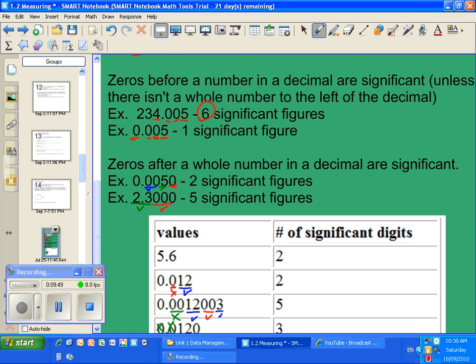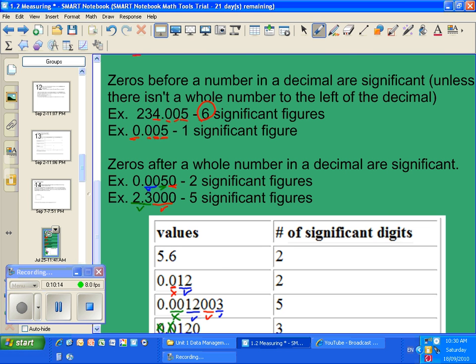Next rule, zeros after a whole number and a decimal are significant. This means that we're bringing the answer out to more decimal places, which is always a good thing, and it proves, if we're being scientific and mathematical about it, that it is more precise. The more numbers after the decimal, the more precise.